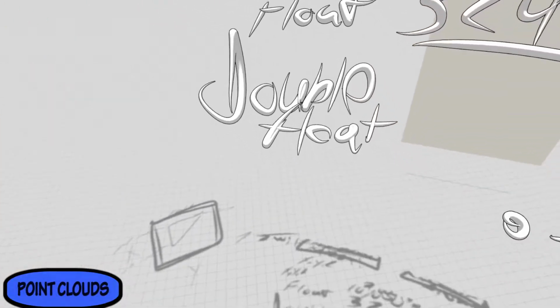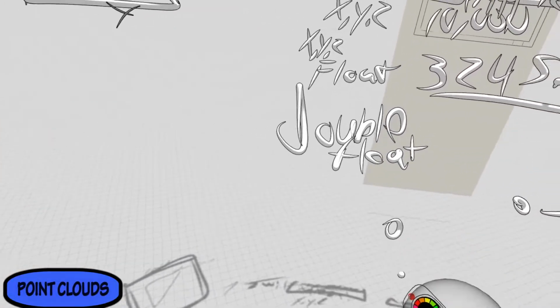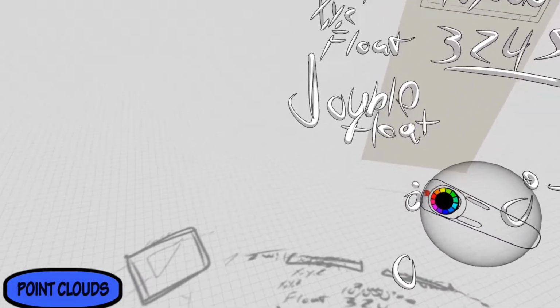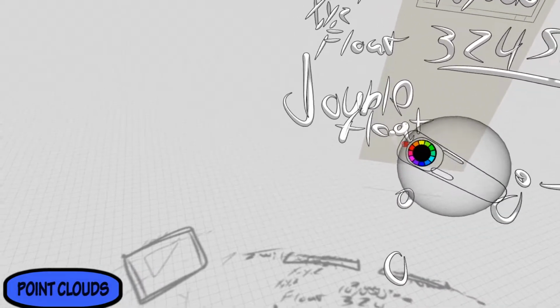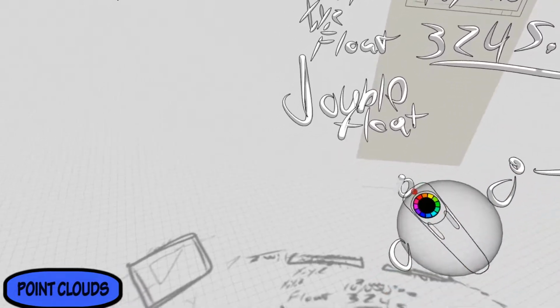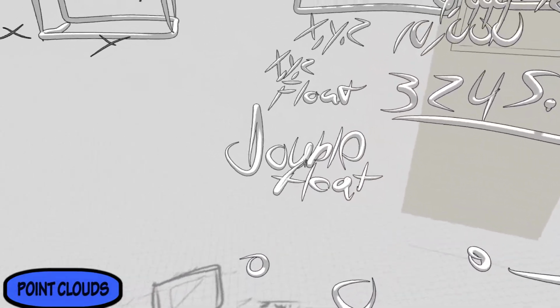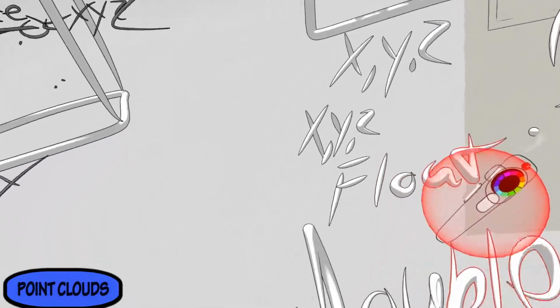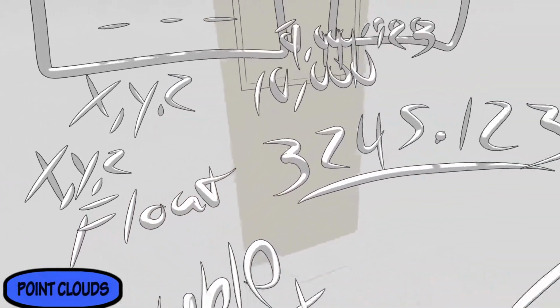So yeah. So point clouds are just representations of vectors. You have an XYZ here, XYZ here, XYZ here. They are represented by float.